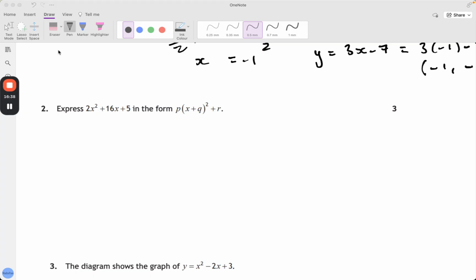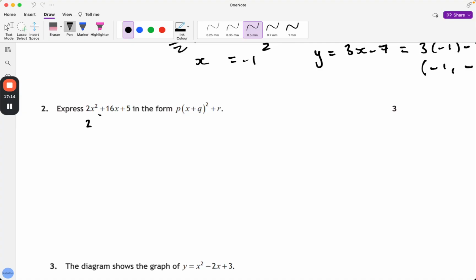So for question 2, we want to express 2x squared plus 16x plus 5 in the form p(x plus q) all squared plus r. So this is a completing the square question. This is very similar to the completing the square questions that you get in National 5. You just have this additional step because we've got a coefficient of 2 and we don't want a coefficient over x squared. So the first thing we have to do is take 2 out as a common factor, and we're going to take it out as a common factor just from our first two terms. You don't want to take it out as a common factor of your plus 5 at the end, because 5 isn't nicely divisible by 2, and it just makes our lives a little bit easier.